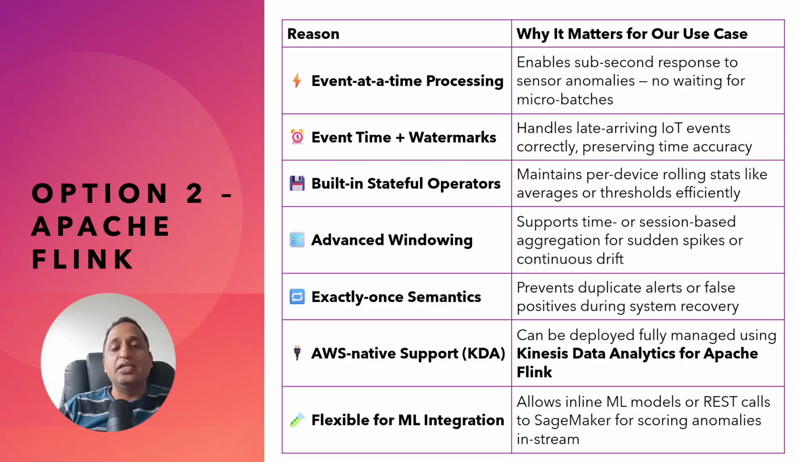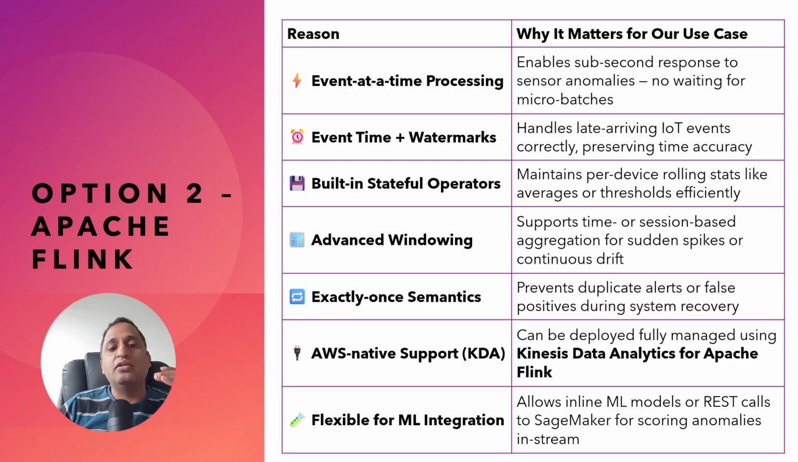This means if sensor data, as I told, becomes late, say due to a network delay, Flink still places it in the right time window, and our ML model inference will be accurate, right? The other important consideration is the stateful nature of Flink. That means we can track metrics like rolling temperature averages or vibration deltas per sensor across events, and flag outliers intelligently. And another important feature, which we discussed in the last slide, is windowing logic.